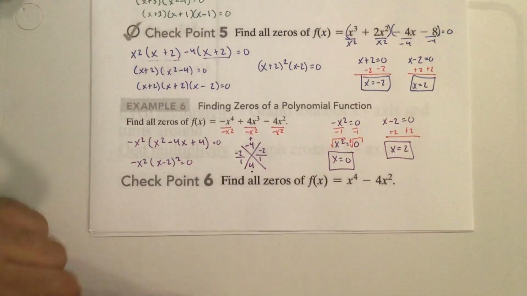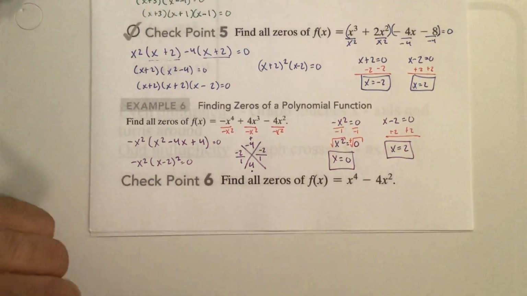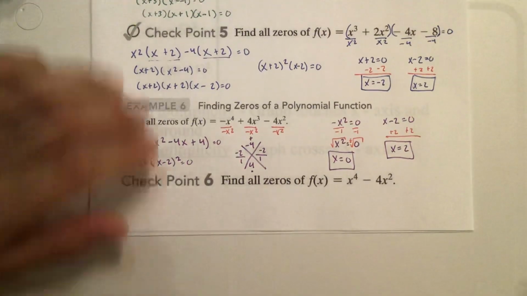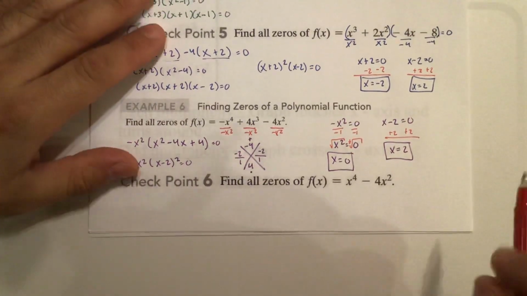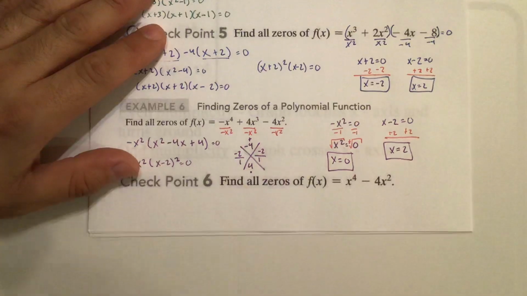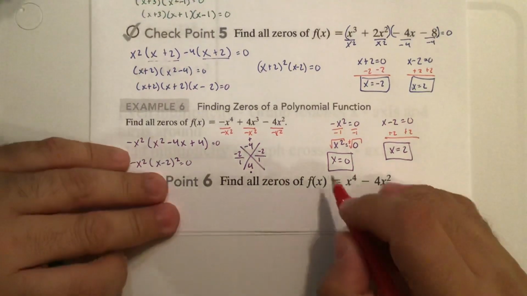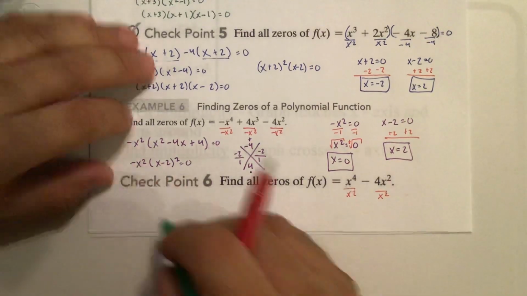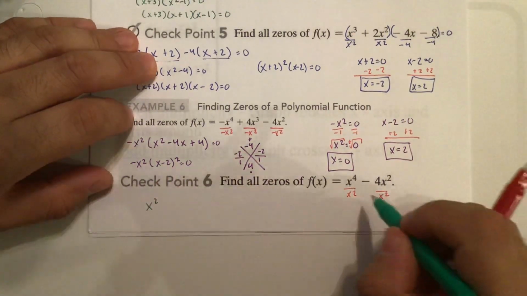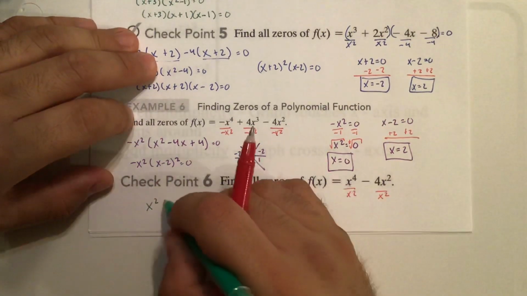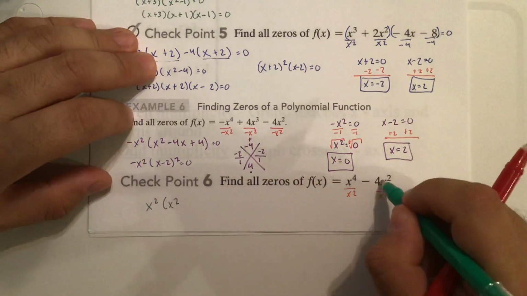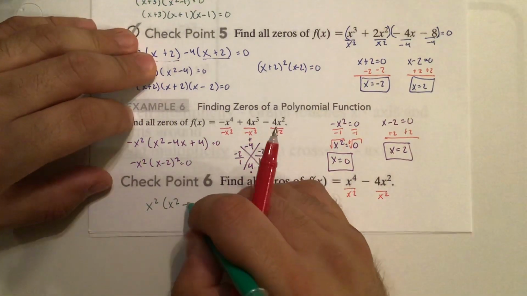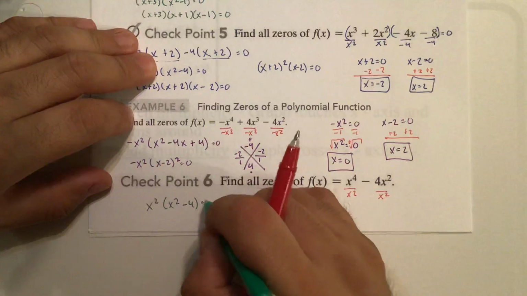All right, for this checkpoint 6, the thing I notice is that there's only 2 terms, and they both have x squared. So automatically, I feel like the GCF is going to be x squared. So let's put that in front. So x squared is our GCF, and then we have x to the 4th divided by x squared, which is also x squared. And negative 4x squared divided by x squared is negative 4. Set that equal to 0.